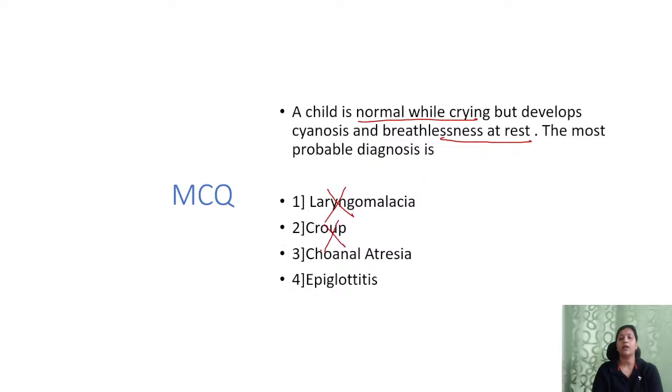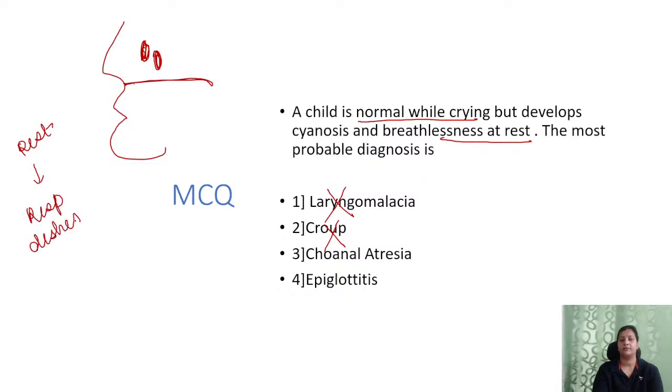No. Choanal atresia. If there is bilateral choanal atresia, the child cannot breathe from the nose, and cannot breathe from the mouth, because infants are obligate nasal breathers. They do not know mouth breathing until 3 months of age. So when the child cannot breathe from the nose or the mouth, at rest the child will have respiratory distress and stridor.